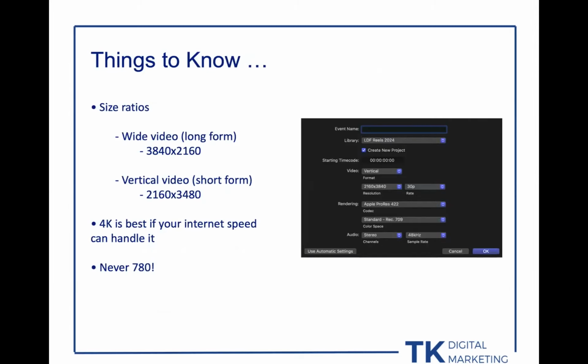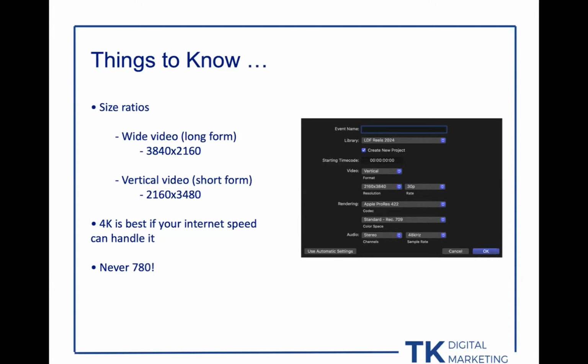Before you get into this, a few things to know are size ratios. This is a screenshot here from Final Cut Pro, where I'm creating a new project or a new video, and it's important to know these size dimensions to know what kind of video you're editing. A wide video in 4K is going to have those dimensions there, 3840 times 2160. And then a vertical video is basically that flip. So our short form vertical video that we're talking about creating today in 4K has those dimensions there. That's important when you're creating overlay images for the short form content.